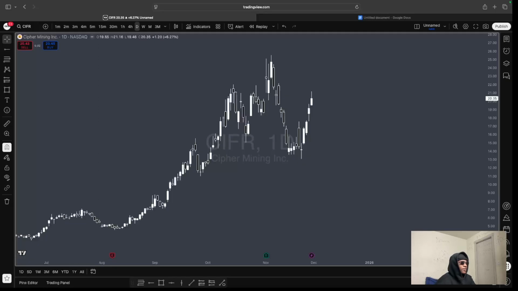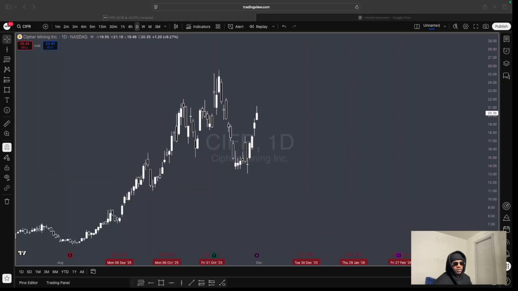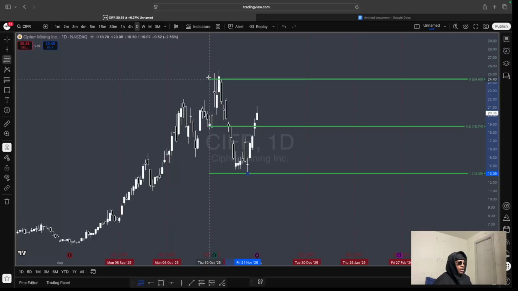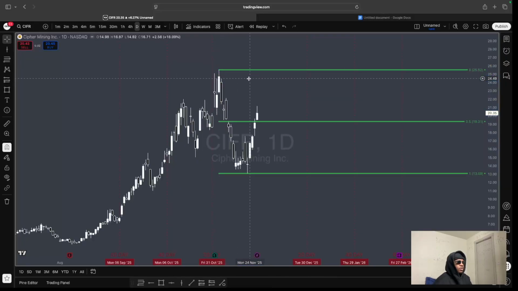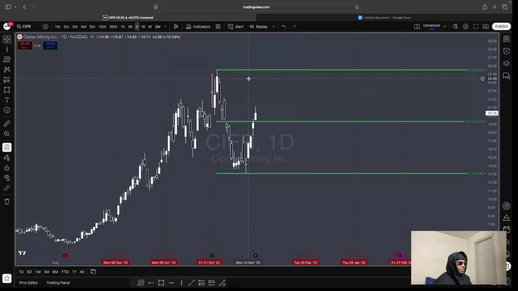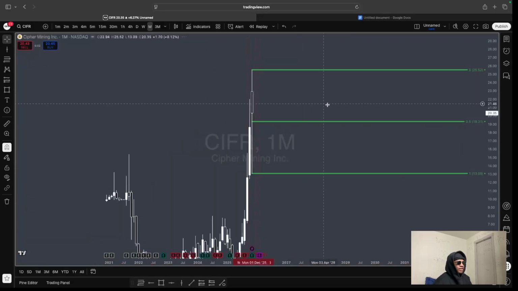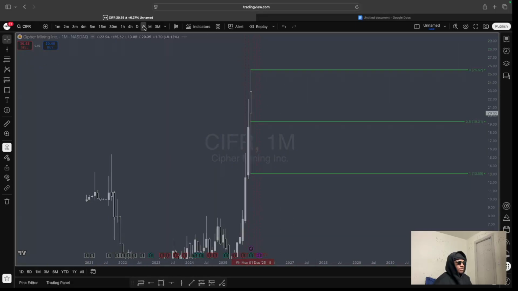CIFR, Cipher Mining Incorporated. All right. Now for Cipher, I got to look back and look forward. What is the swing low? I see the most obvious swing low right here. What is the swing high? The swing high obviously took out this swing high right here. So Oklo, I mean not Oklo, I'm tripping. Cipher, CIFR. I like this displacement right here. We took out this swing low, this volume imbalance right here. I like it. Let's go to the weekly.